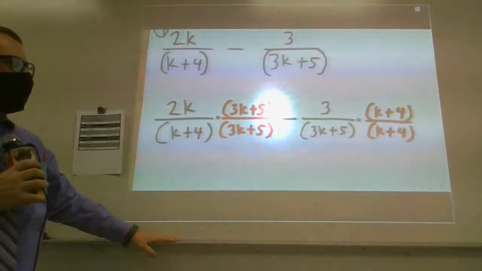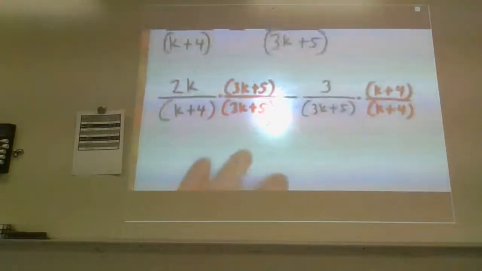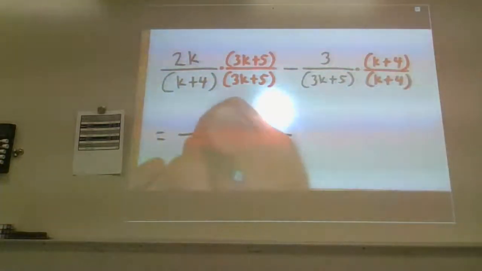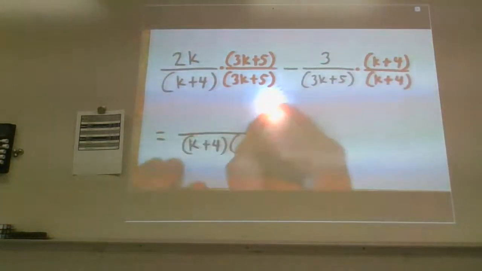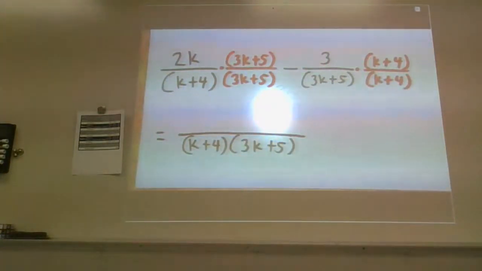Now, I'm not nearly done yet, but let me show you what that brand new denominator is, because technically I am done with the denominator. The denominator has been found. The denominator is k plus 4 times 3k plus 5. You are not required to multiply them together. You can leave them separated just like that. That is acceptable. Perfectly acceptable.